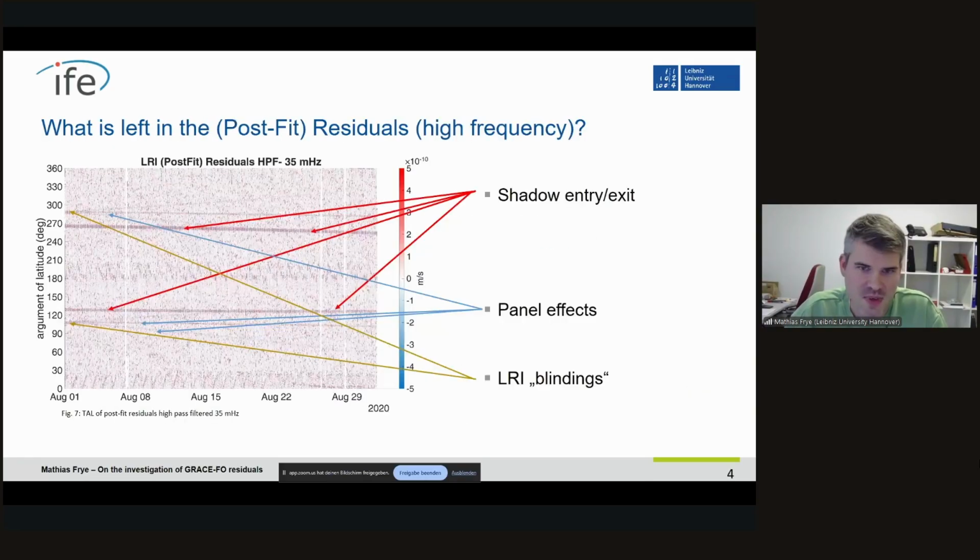And here I have an example of what can be seen. So here I've marked the shadow entries. They are well known and very prominent. What is a little bit more difficult to see are the panel effects in this visualization. And of course, we also have these LRI blindings.